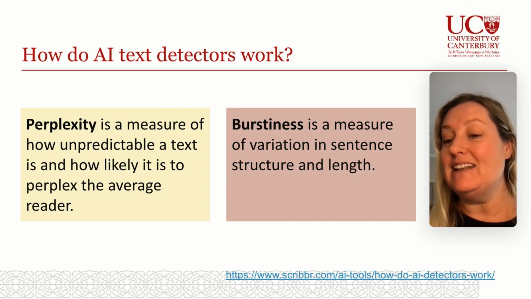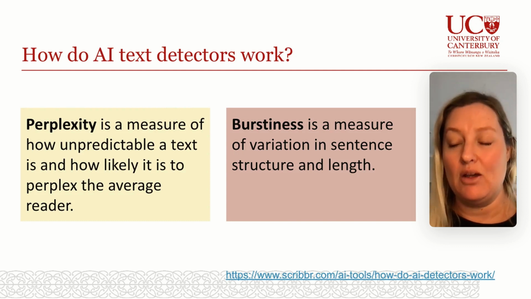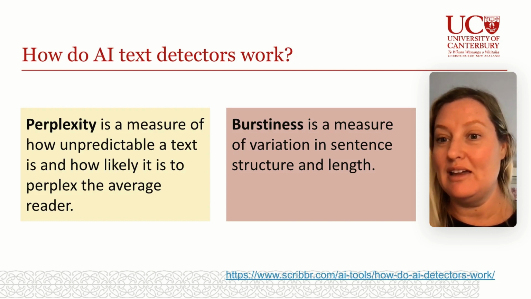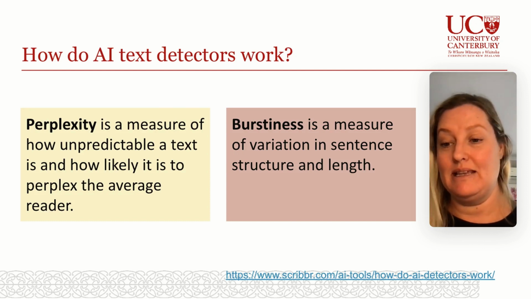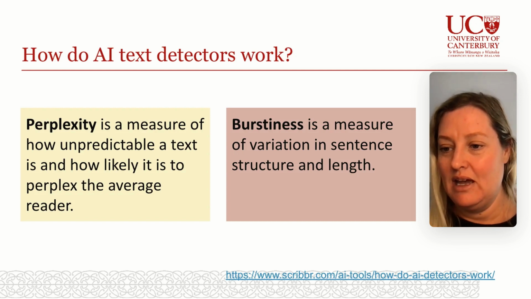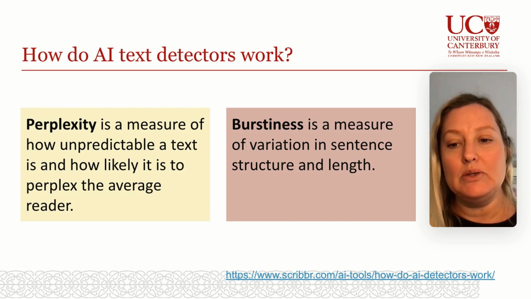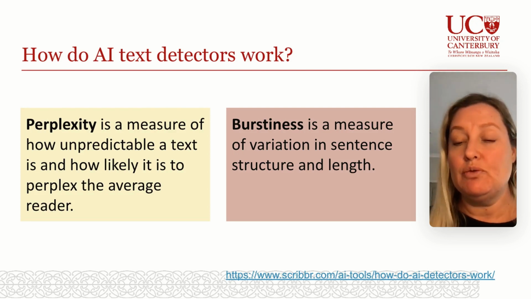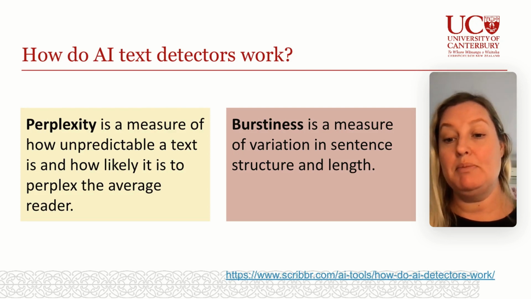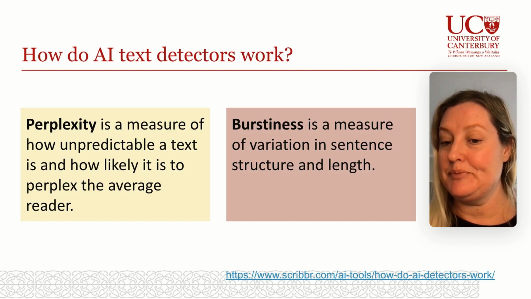Instead of analyzing the text for signs of AI authorship, it's just generating an answer that it thinks is most likely. So, AI writing detectors look for patterns and characteristics of text and determine the likelihood of it being AI generated. They generally evaluate based on two criteria: perplexity and burstiness.